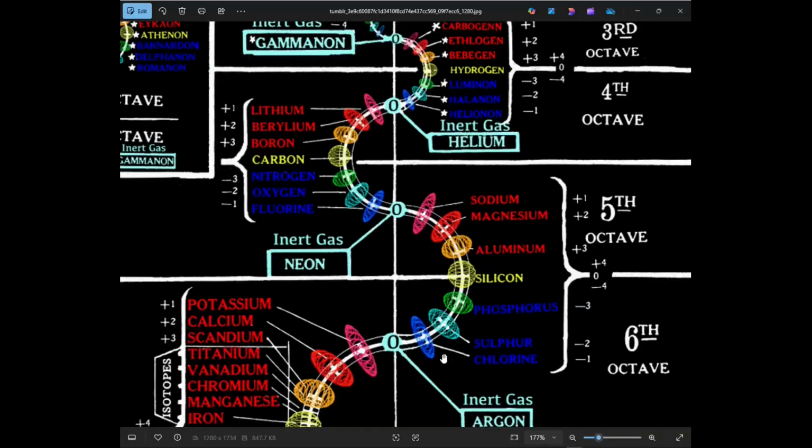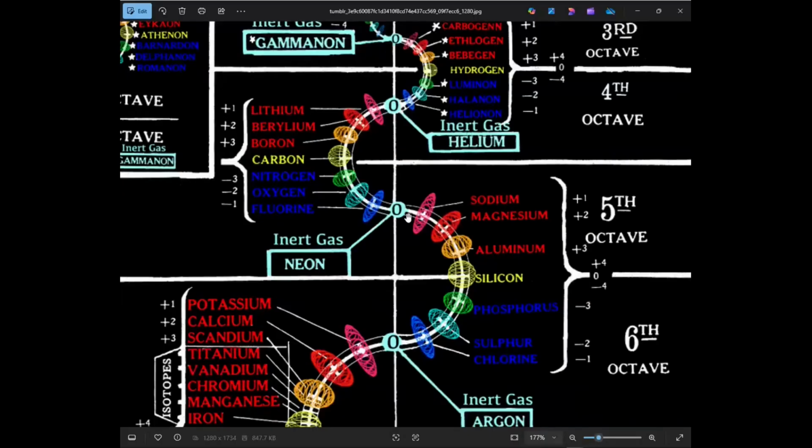And chlorine corresponds to the -1 locked potential position. So when these two elements, chlorine and sodium, meet together, they are a +1 and a -1. So therefore, they are a perfect mate.